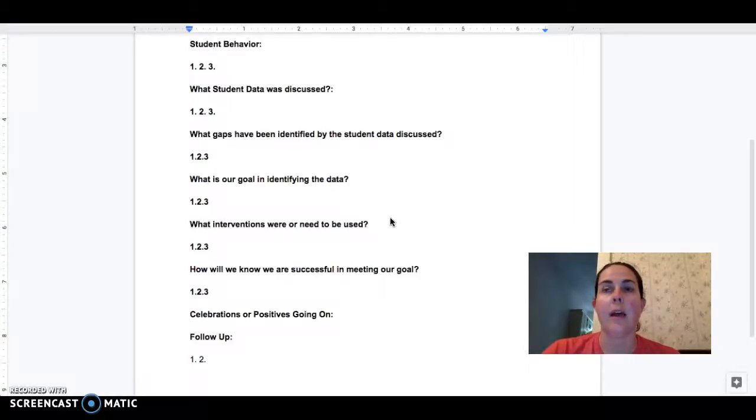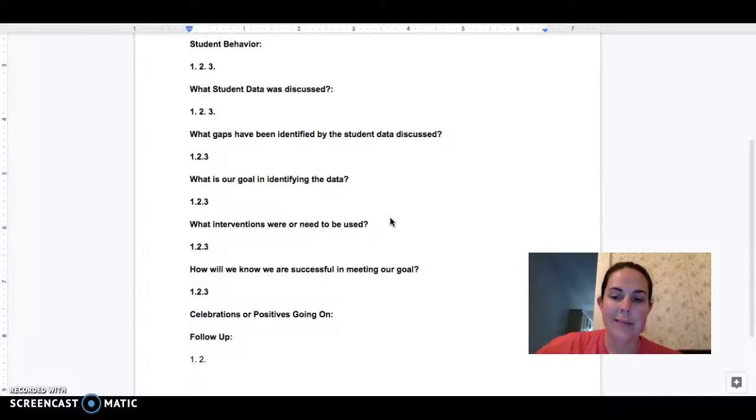Is our goal to get all students above that 50% mark, or how are we going to know that we're successful? And then I think it's also important to celebrate or discuss the positive things that are going on. Do we have those students that are working really hard and have increased their scores? And then what follow-up do we need to discuss based from previous meetings?